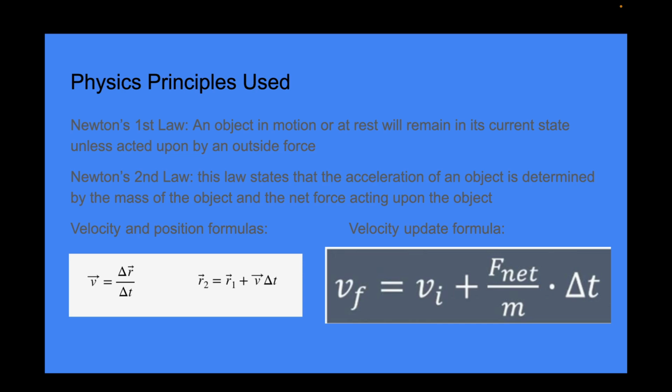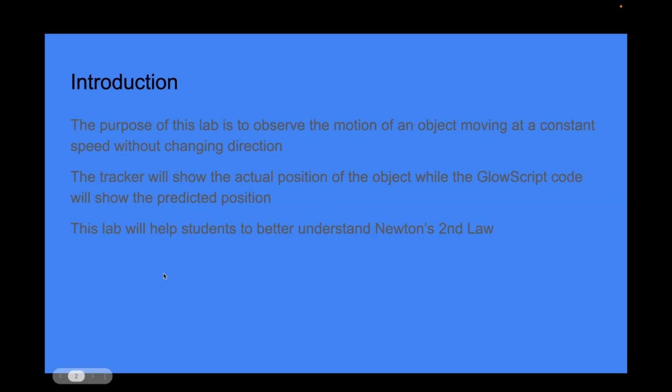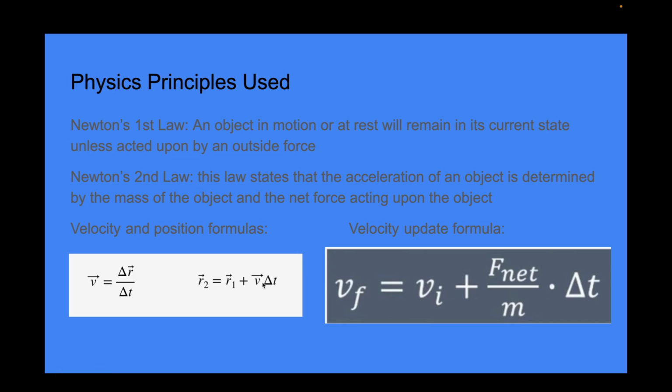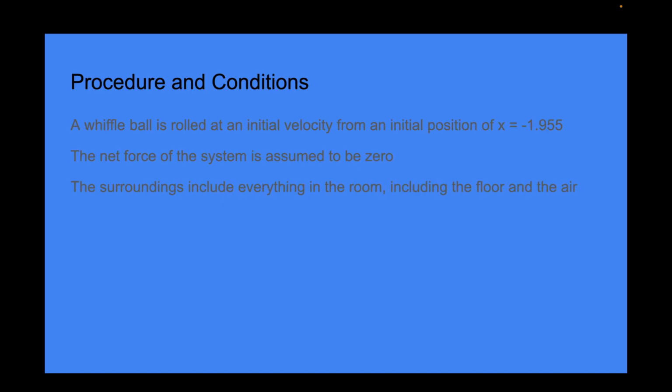The physics principles I'm going to use in this lab are Newton's first law, which states that an object in motion or at rest will remain in its current state unless acted upon by an outside force, and Newton's second law, which states that the acceleration of an object is determined by the mass of the object and the net force acting upon the object. The formulas I'm going to use are down here: the velocity formula, which is change in position over change in time, the change in velocity formula, the change in position formula, and the velocity update formula.